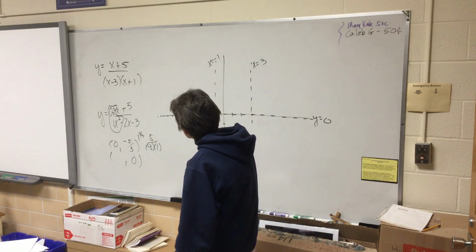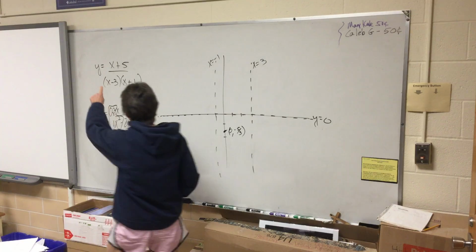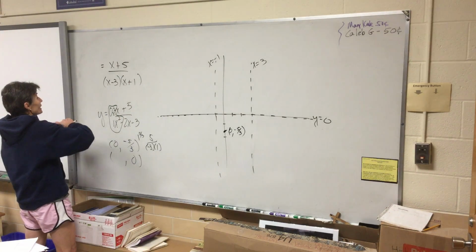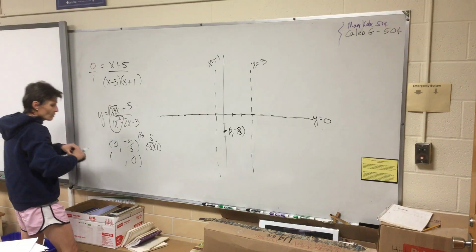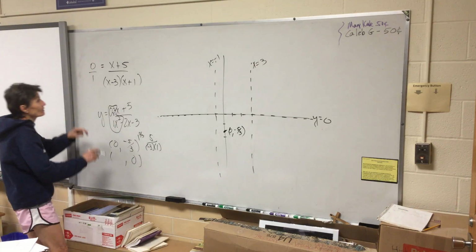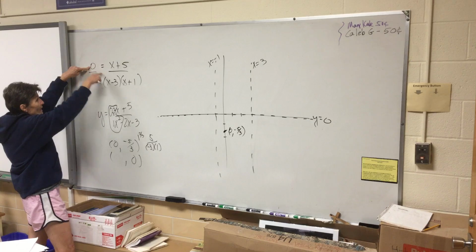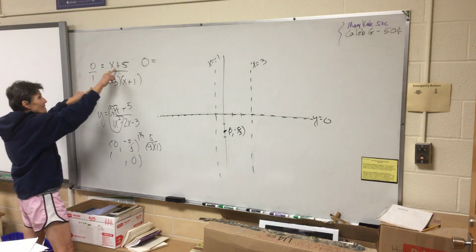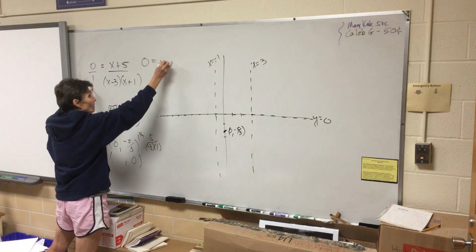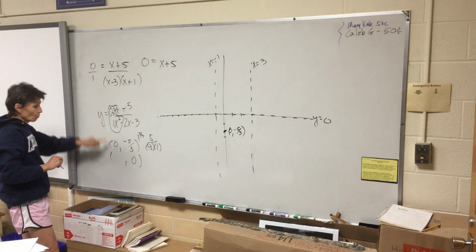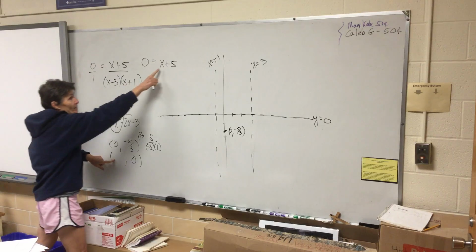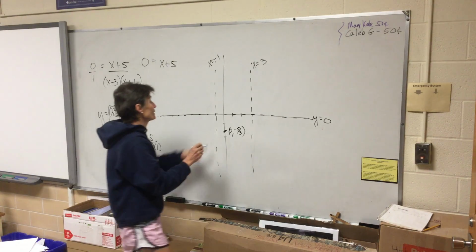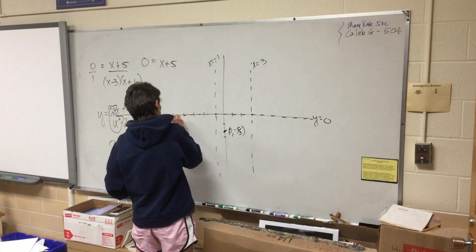All right, now I'm going to put a 0 in for y. I like to put 0 over 1 so I can cross multiply. So 0 times anything is 0, and 1 times anything is itself. So what is this x value going to be? What's that x value? -5. Yep. So that's -1, -2, -3, -4.